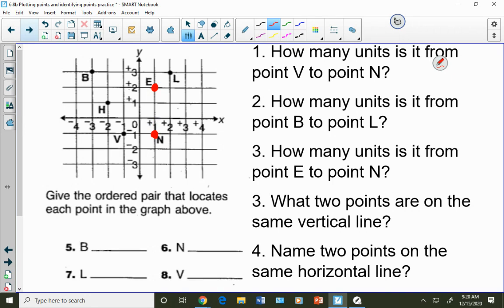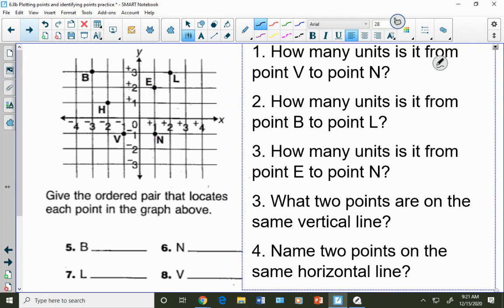Okay, and remember what I said about that. X will be the same when 2 points are on the same vertical line. So point N is at +1, -1, and point E is at +1, +2. And remember, if they're on the same vertical line, which they are, then X is the same.